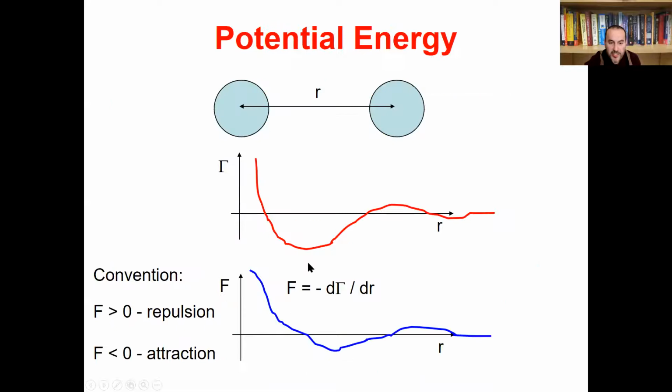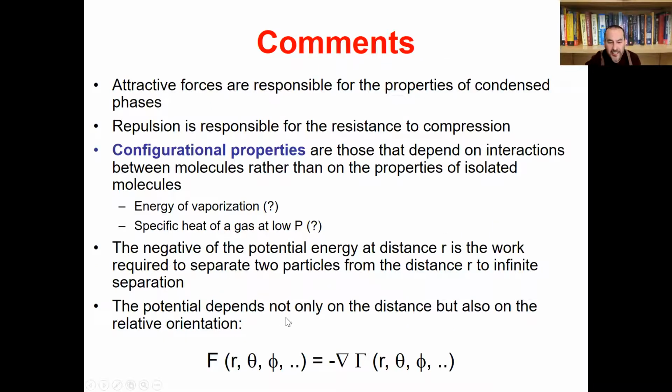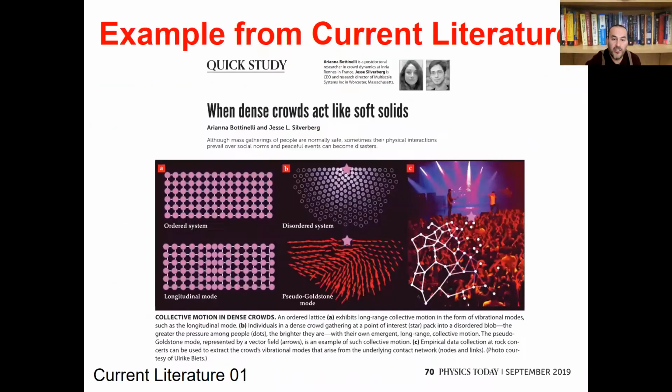Although in the previous slide we simply represented the potential as a function of distance only, in reality the potential does not simply depend on the distance, but also on their respective angles and orientation with respect to each other. There's an example here, which you can read if you want. It was published in Physics Today in September 2019.